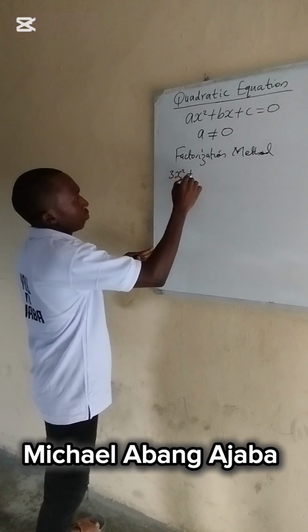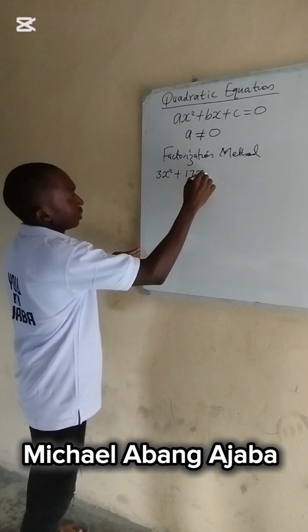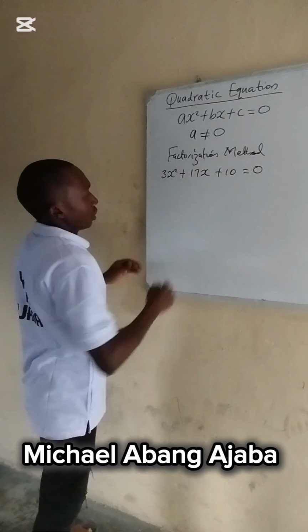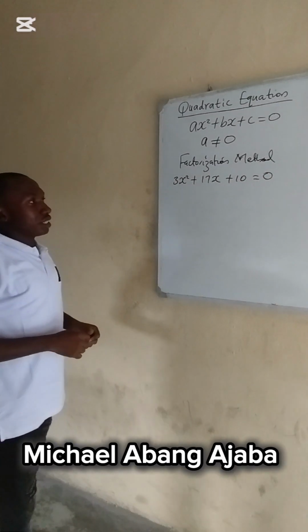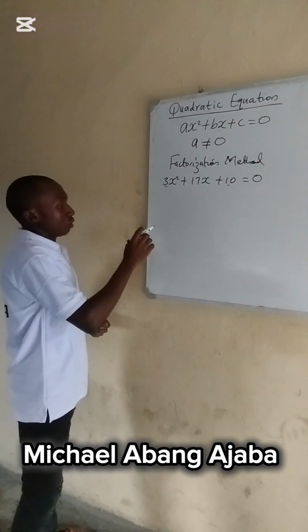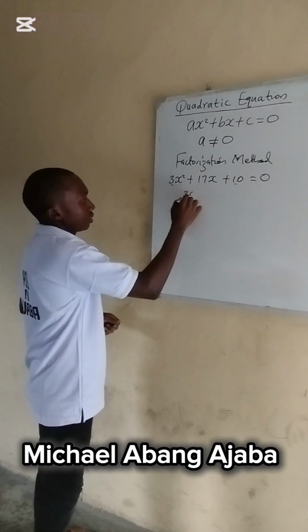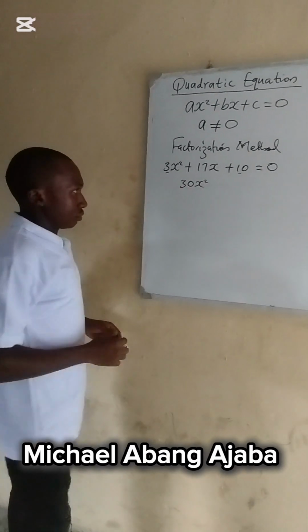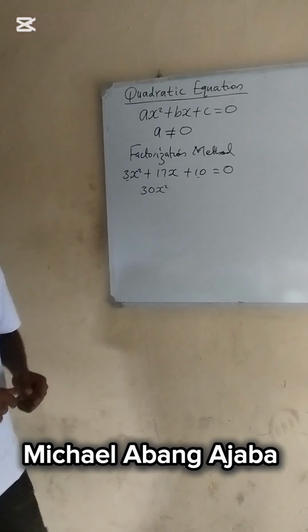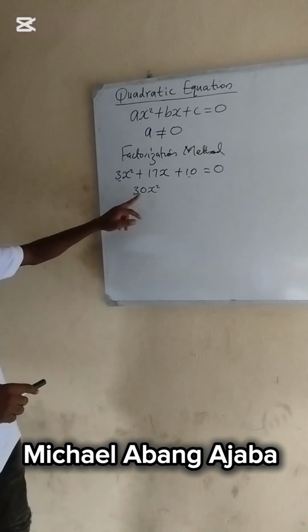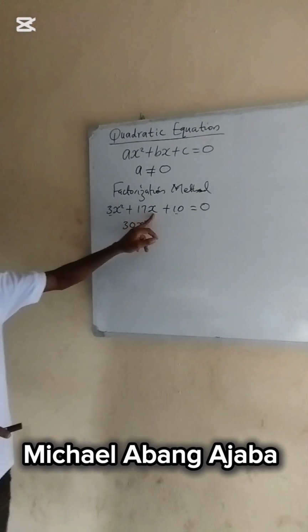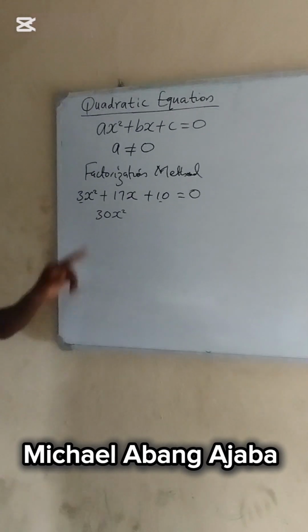Let's say we have an equation 3x squared plus 17x plus 10 equal to 0. How do we solve this? First, multiply this by this. If we do that, we are going to have 30x squared. Now we look for two factors of 30x squared such that when we multiply them, we will have this 30x squared back, and then when we add, we will have the middle term.